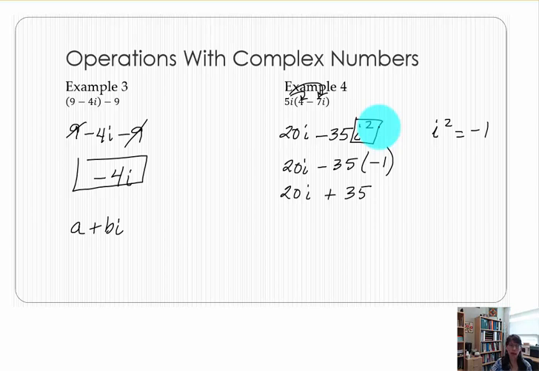Now we're almost at the final answer. We do want to make sure we put this in the complex number format of a plus bi. So that means 35 would actually be written as our first term. And since 20i is positive, we'll add 20i. So now we have it in the standard form for complex numbers.